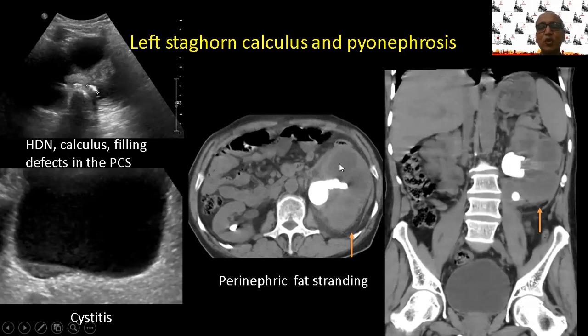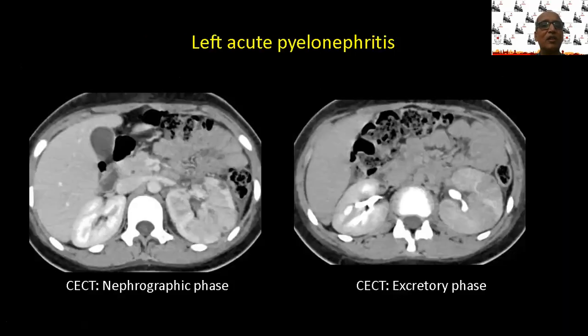pyelonephritis. The CT shows that the left kidney is enlarged with evidence of a large staghorn calculus, left perinephric fat stranding, and a small calculus on the right side as well. So left pyelonephritis with pyelonephrosis due to an obstructing calculus.